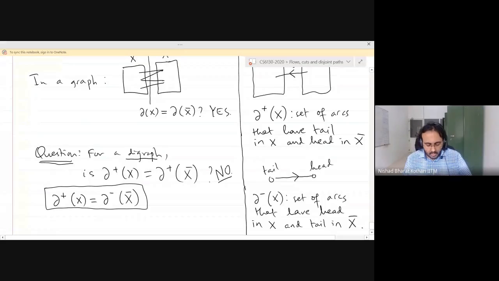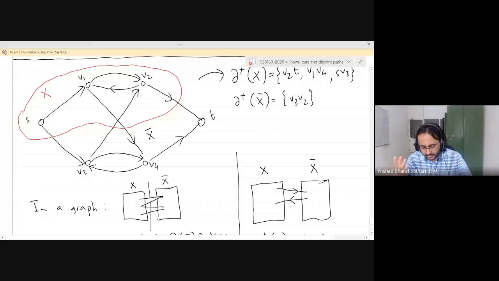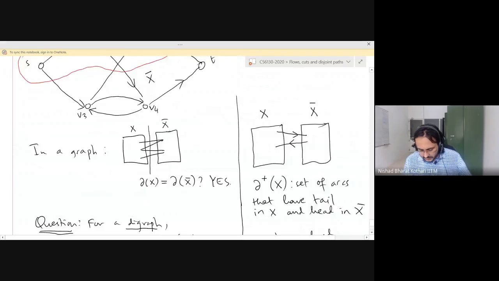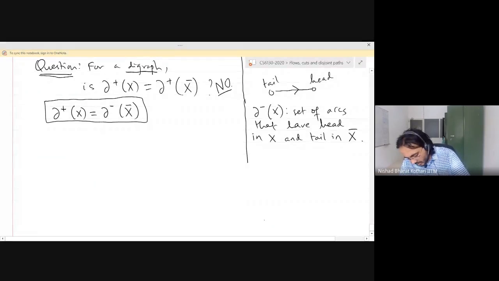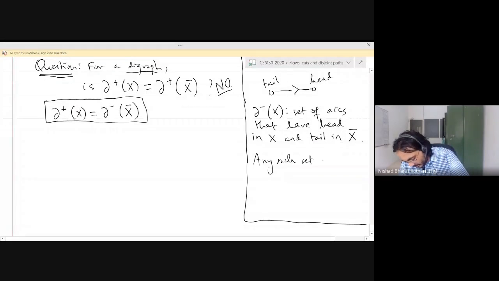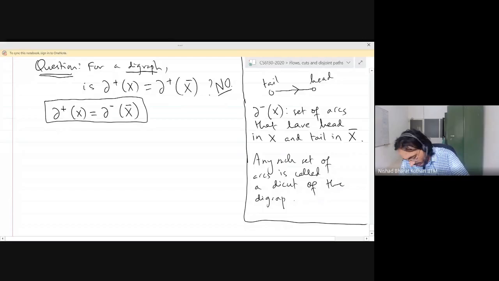Also, in the example I chose, I did not have to put s on one side and t on the other side. I could have chosen any cut. It doesn't matter. So such sets are called dicuts of the digraph. So any such set of arcs is called a dicut of the digraph D.